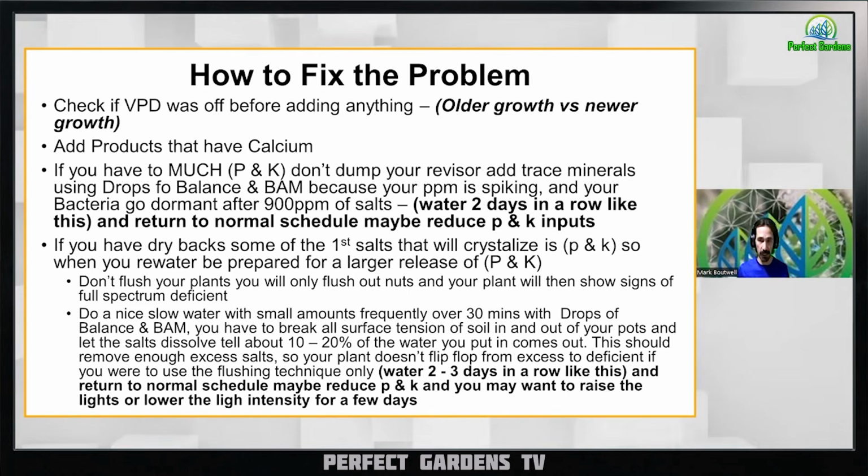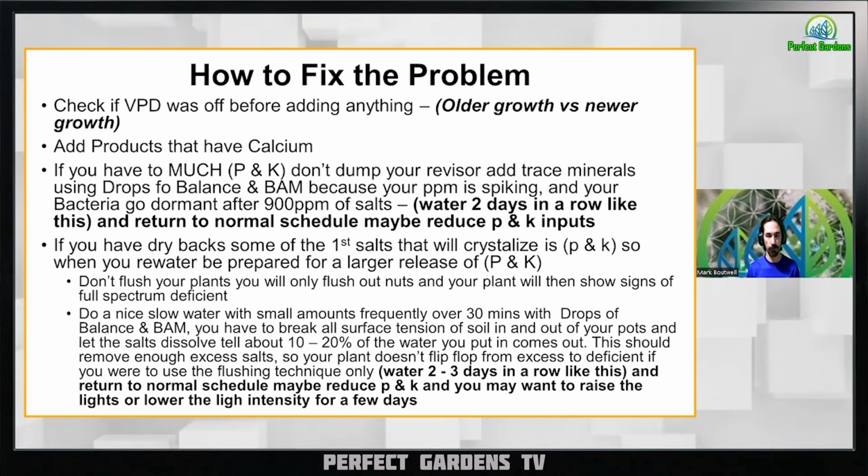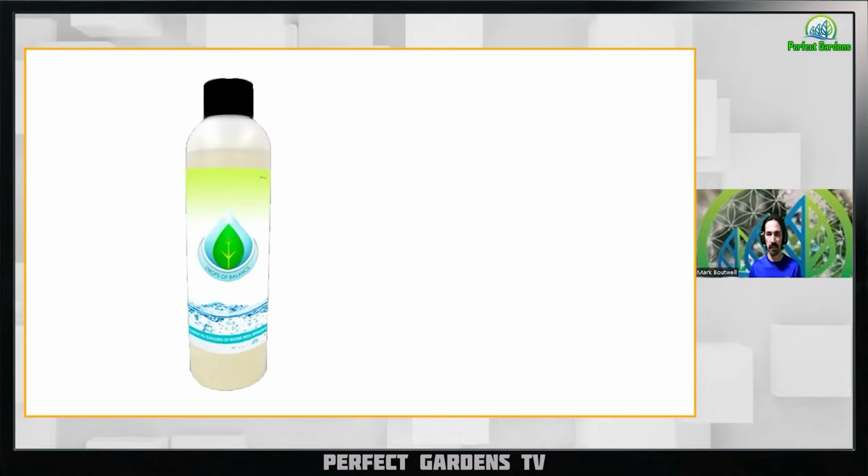And this happens really quickly. It happens all the time, actually. And what we've done to mitigate this problem is, when you do have a dryback period, to not flush your plants, but to actually do a very slow water with a small amount of water and frequently water your plants over a 30 to 45 minute period. And you're going to want to water it with Drops of Balance and with BAM.